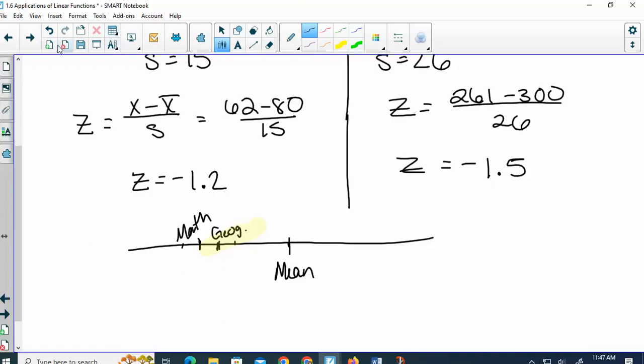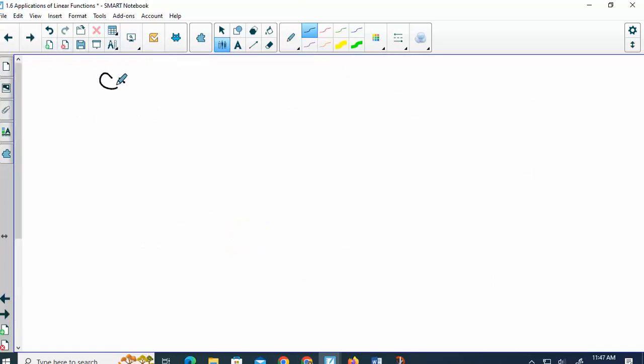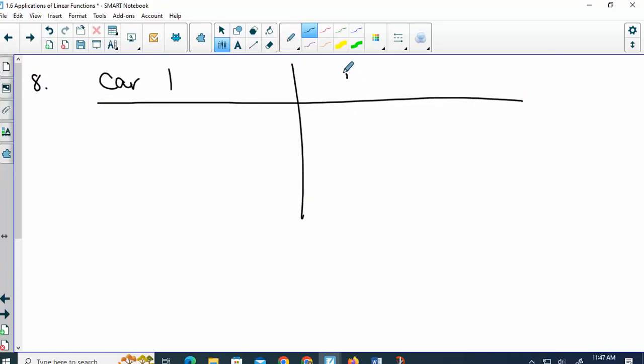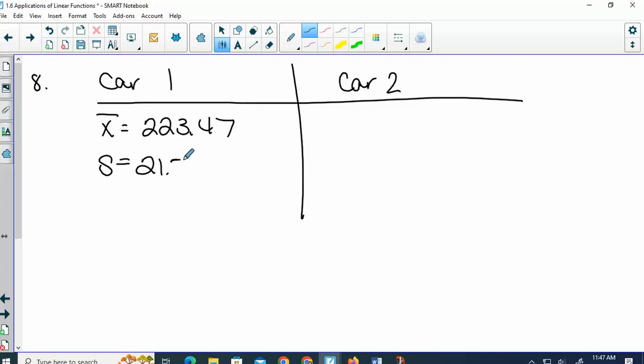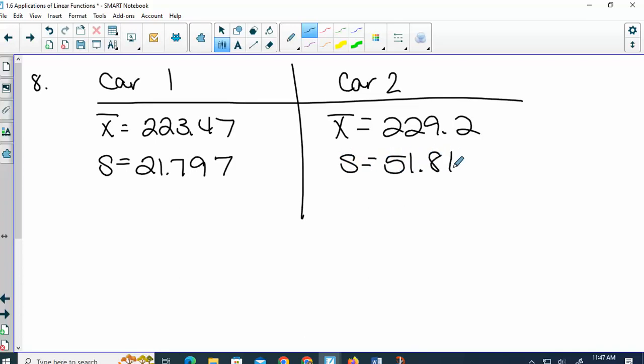Okay, so we can put them in our calculator and we can look at the mean and standard deviation for each. So what do we get for the mean of the first car? Standard deviation. 1.797. The second car had a mean of 229.2 and a standard deviation of 51.813.